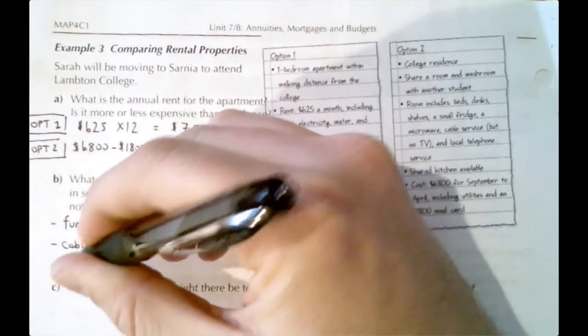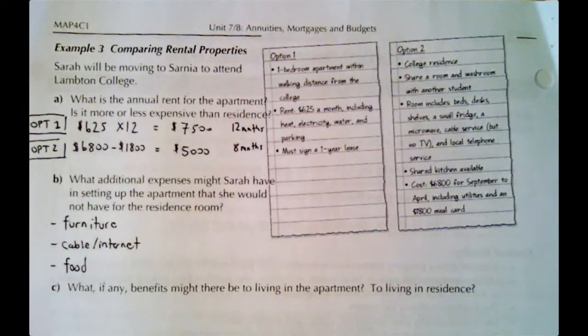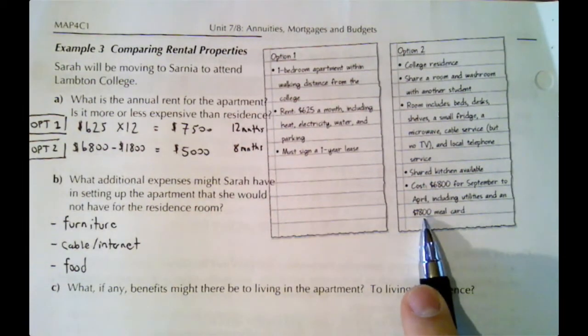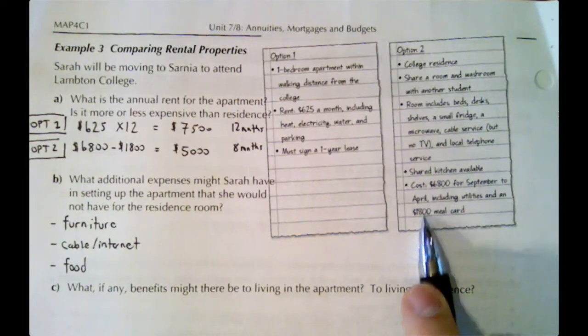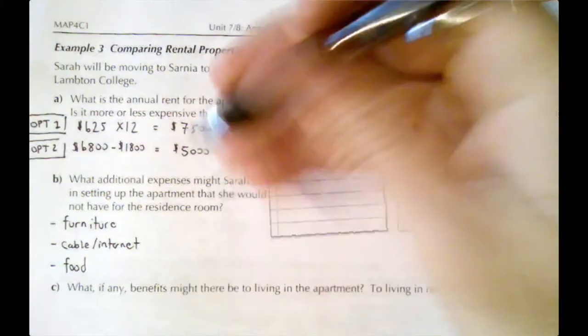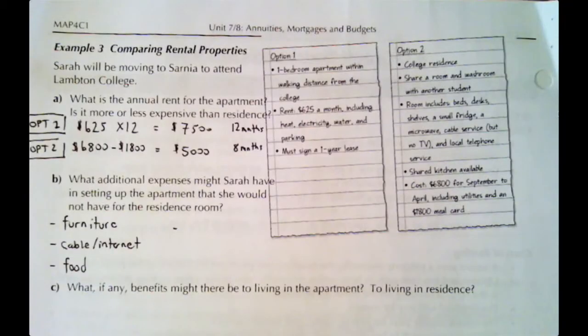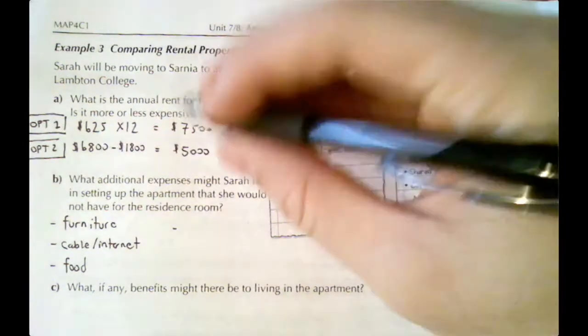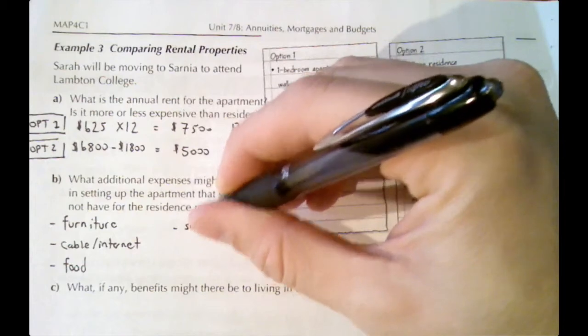Food is another thing you'll need if you're living in your apartment. The $1,800 meal card, we're not sure how far that'll go in your 8 months living in residence, but you don't get anything in the apartment. It doesn't come with a stocked fridge that gets replenished. Also, you would need school parking.